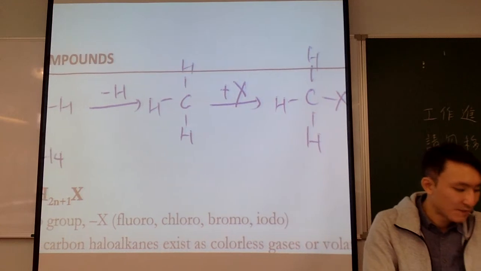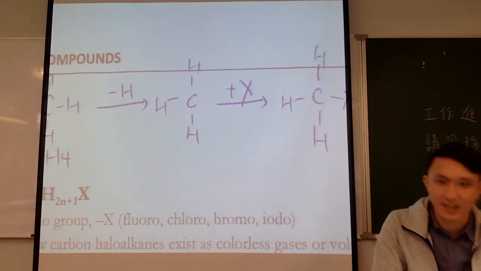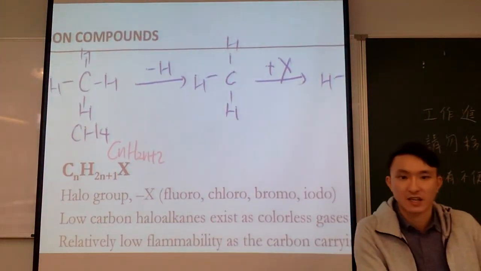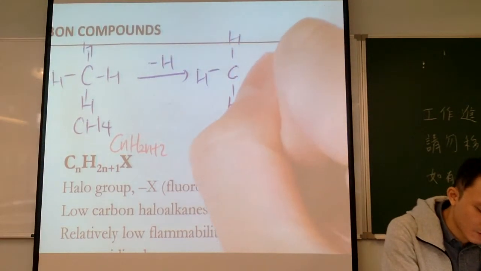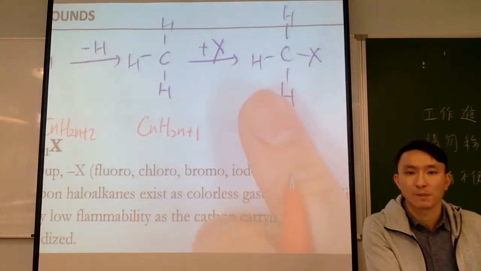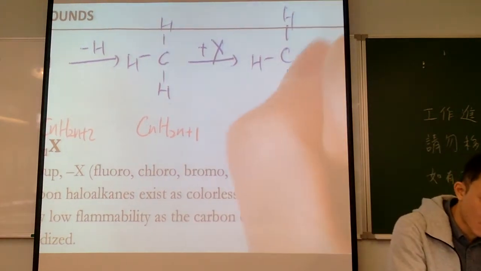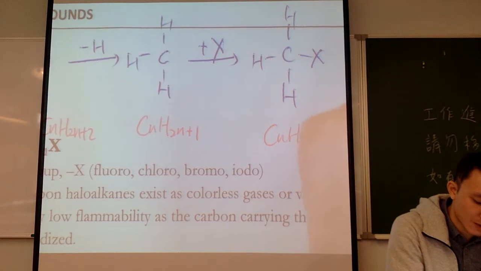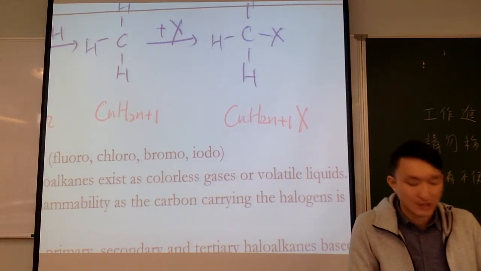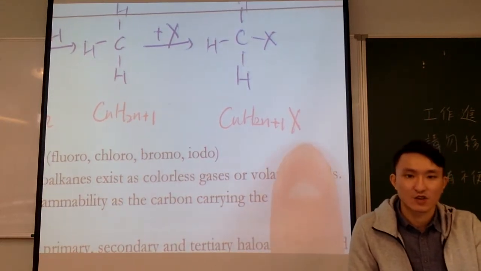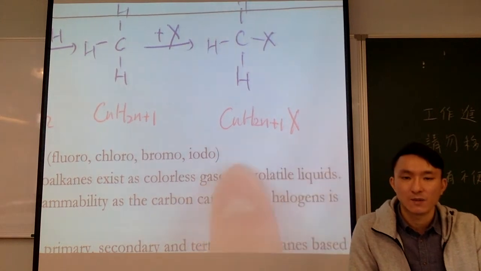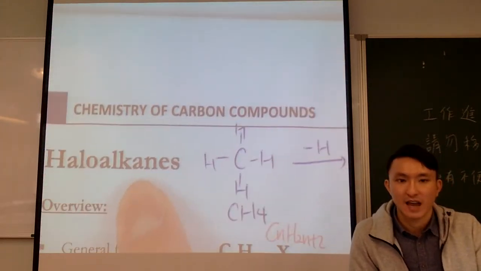Now you notice, if you again look at the general formula, CnH2n+2, right? If you take away a hydrogen atom, that will make the general formula CnH2n+1, right? You take away a hydrogen atom, and then you plug in the halogen. Therefore, having the general formula CnH2n+1X, okay? Now, of course, in the real situation, if you know the halogen, then you should put down the corresponding halogen. So don't just put down X, okay?